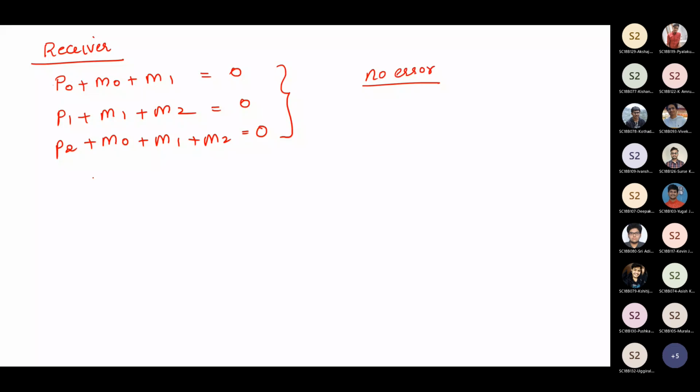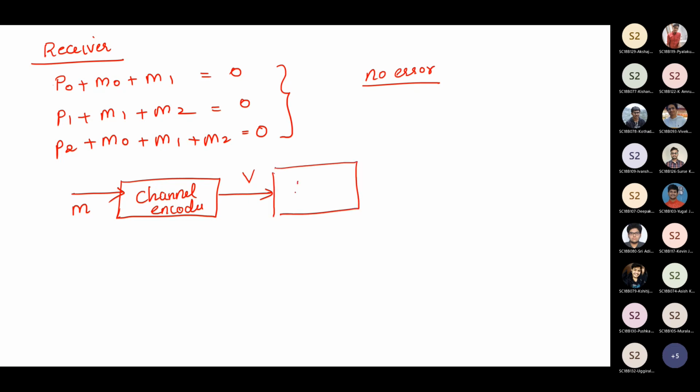So at the transmitter, you will be using a channel encoder. The message will be transmitted. Output will be the code word. So here I am taking one of the code words as the transmitted vector V. This is passed through the channel, binary symmetric channel. So based on the error, you will be getting the R. R is nothing but V, your transmitted vector, plus the error vector, you will be getting the received vector.